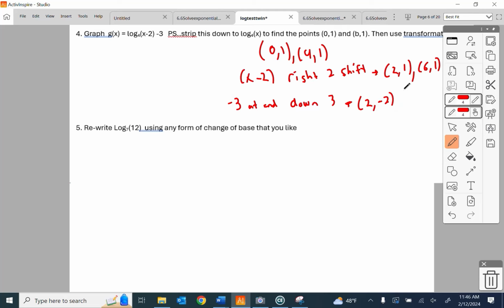Something seems wrong here. It's a typo. I hate that. I do have a bit of dyslexia. So that's a (1, 0). Right 2 makes that (3, 0).